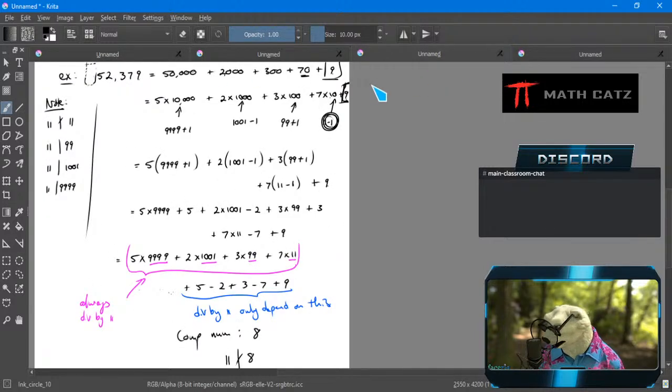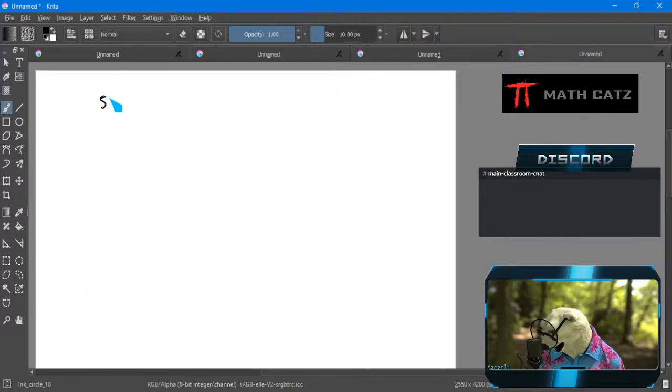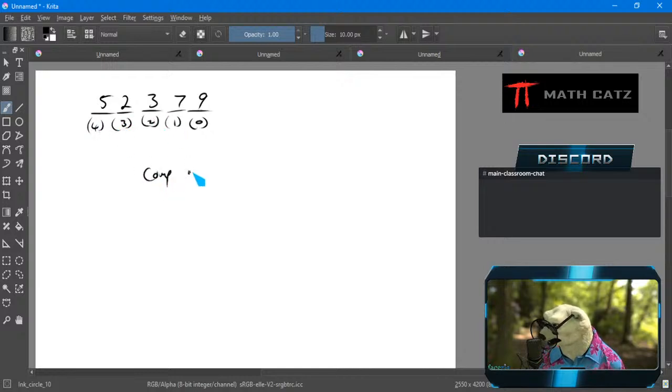What was my example here? 52379. My decimal positions were 0, 1, 2, 3, and 4. My comparison number, starting from the right, is 9 minus 7 plus 3 minus 2 plus 5, and it'll continue if there were more. So the test for 11.